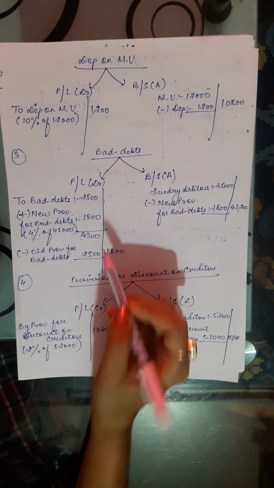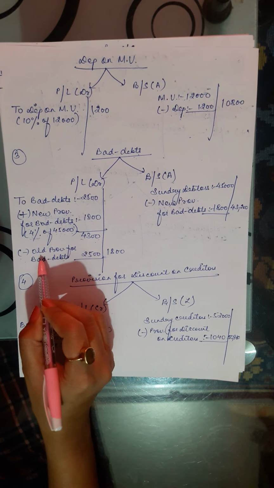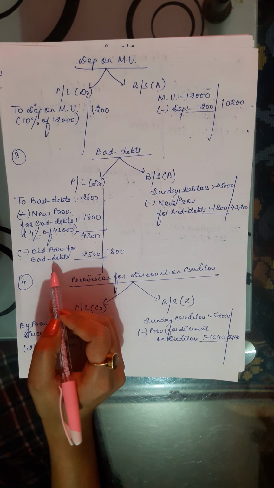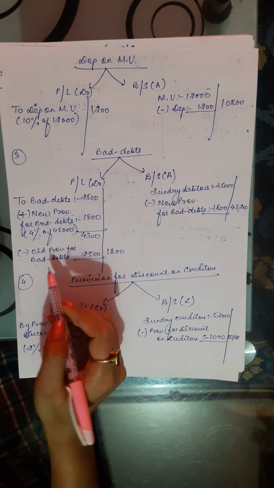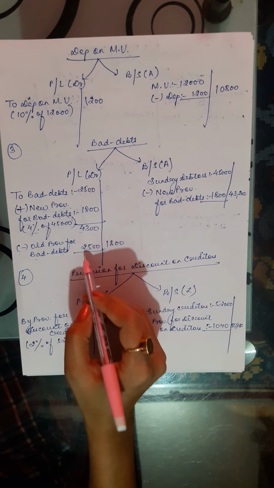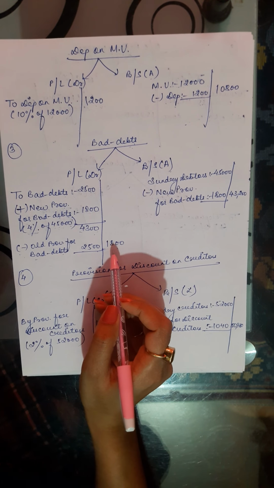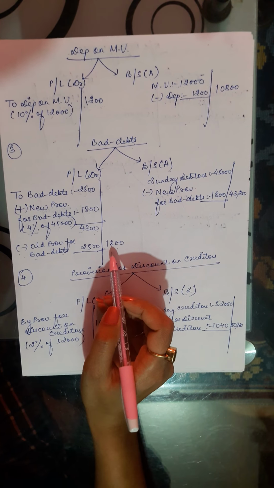Next, what are we going to do? We are going to reduce the value of old provision given in the trial balance. Old provision will be the provision which is given in the trial balance, right? So we'll subtract the old provision 2,500. We'll get the value as 1,800. 1,800 will be recorded in the outer column.